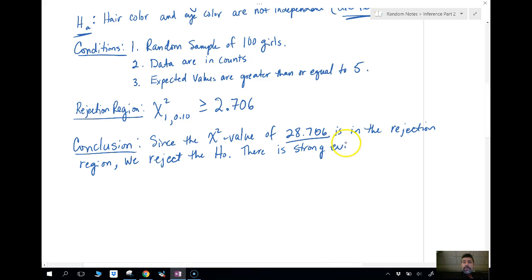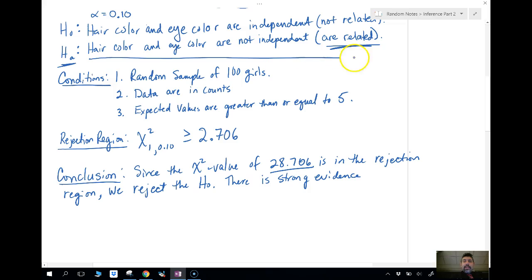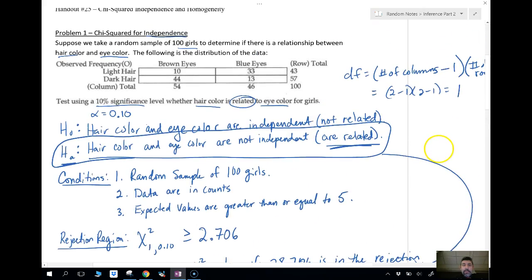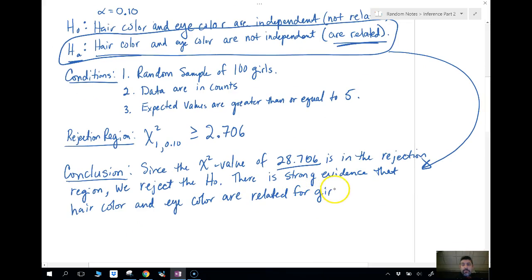So there is strong evidence. What is there strong evidence of? There's strong evidence that this right here, always put the alternative hypothesis in your conclusion. There is strong evidence that hair color and eye color are related, or you can say are not independent for girls. Boom, done. Chi-square test for independence.